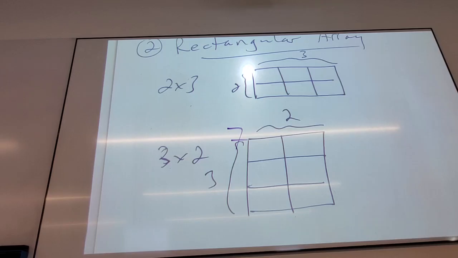So a big part of later mathematics, not like really late, is to have a student start to tear apart the math from the physical situation. 2 times 3 is 3 times 2 is 6. But the physical situation is different.